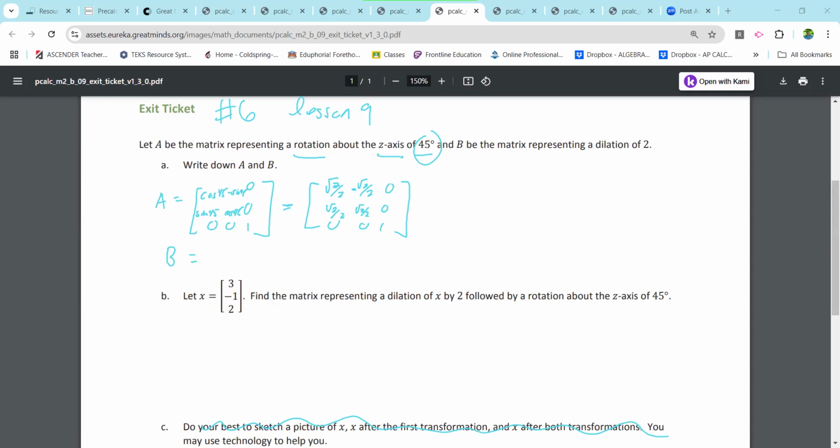Then it says write a matrix B. This time it says B, the matrix representing a dilation of 2. It does not specify which axis gets a scalar of 2. So what's that tell me about all of my axes? They're all going to get 2. So what's that matrix look like?